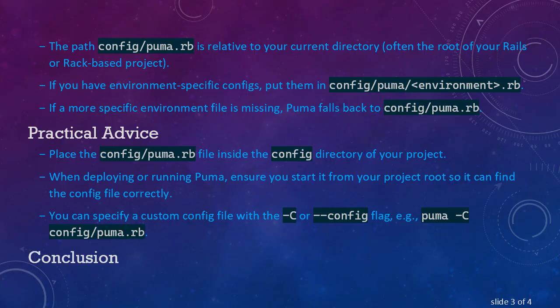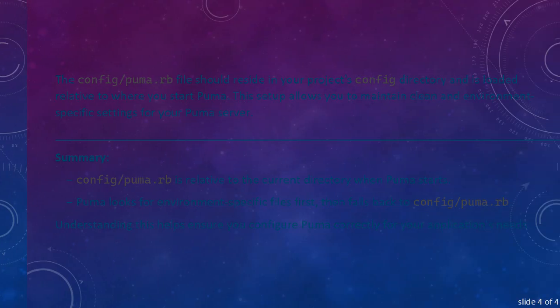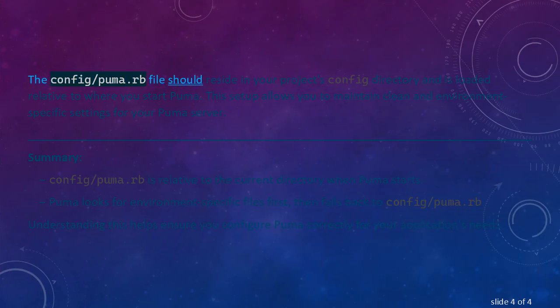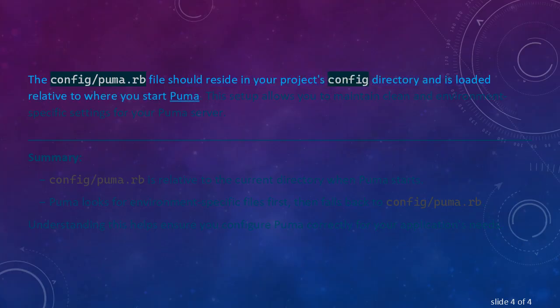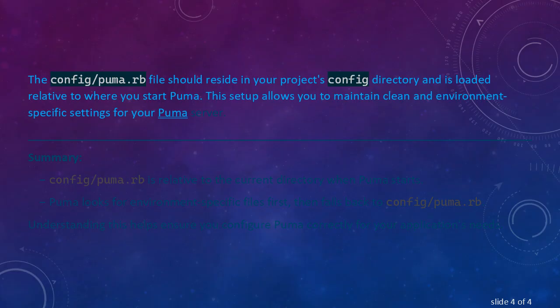Conclusion. The config/puma.rb file should reside in your project's config directory and is loaded relative to where you start Puma. This setup allows you to maintain clean and environment-specific settings for your Puma server.